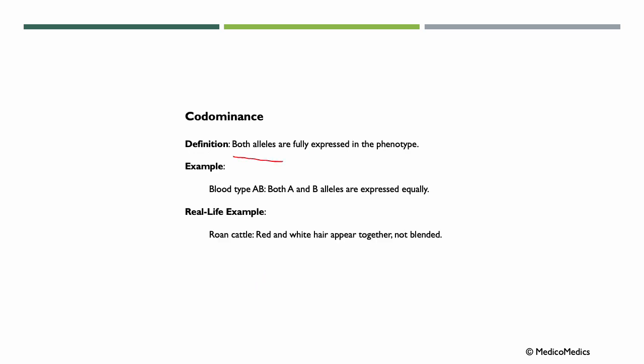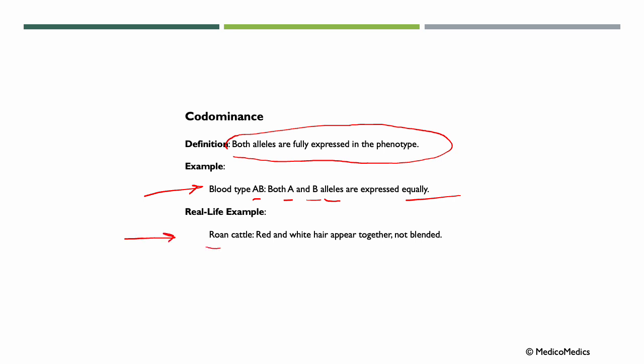Codominance, where both alleles are fully expressed in the phenotype. Example, blood type A and B, so both A and B alleles are expressed equally. An example of this is roan cattle, where red and white hair appear together, not blended. So codominance is like seeing both red and white stripes on a flower instead of them blending into pink.